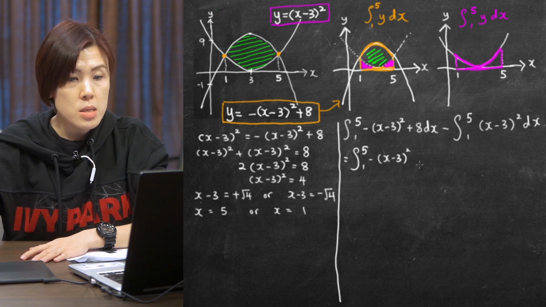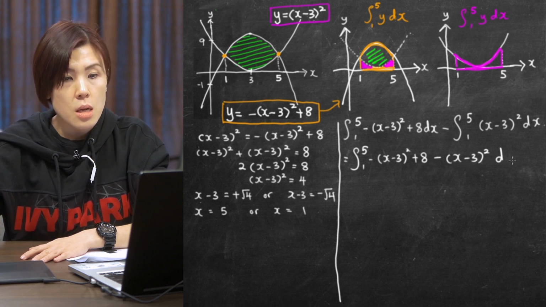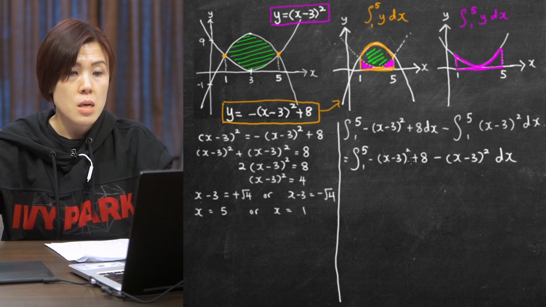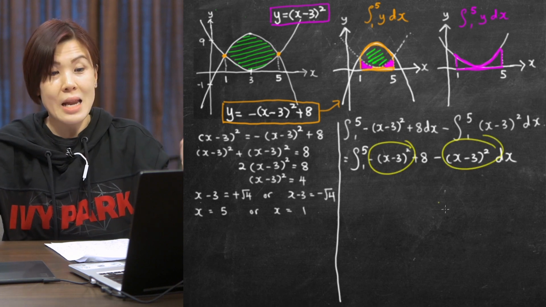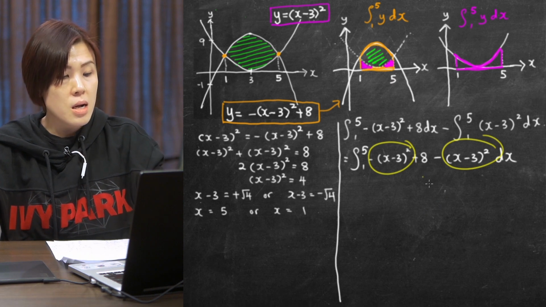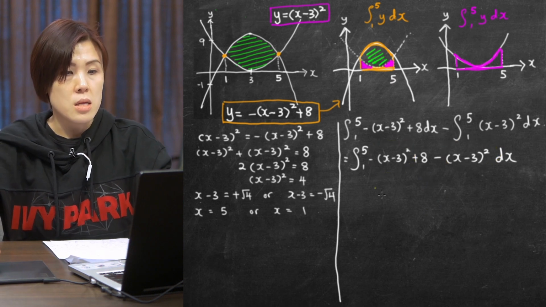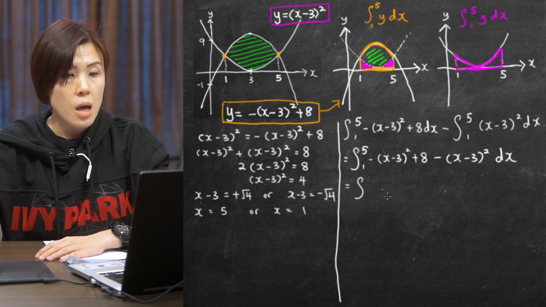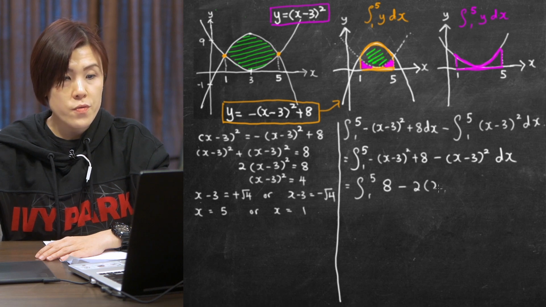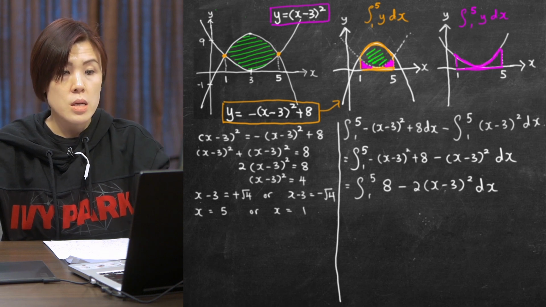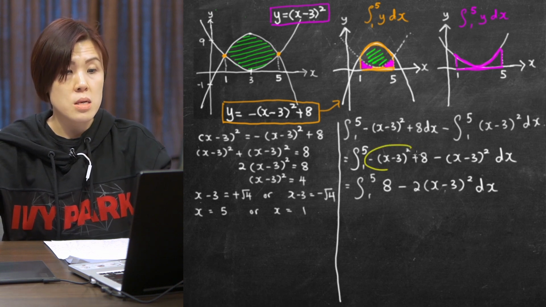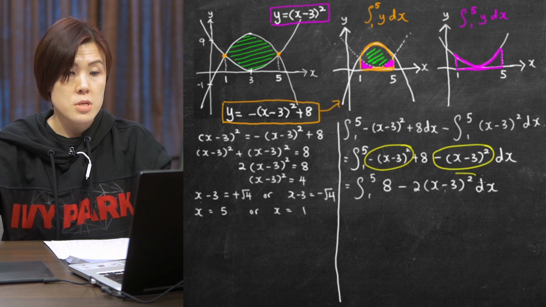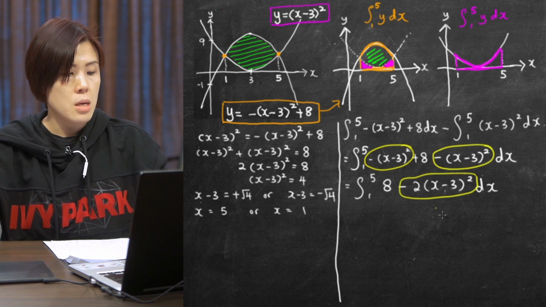So the next thing I'm going to do is integrations 1 to 5 negative x minus 3 squared plus 8 minus this. And as you guys can see from this, this and this are the like terms that we can simplify. Then I will put this as 8 minus 2 times of this. Okay, can you guys see that I have actually combined this and this become this. And 8 I just copy.